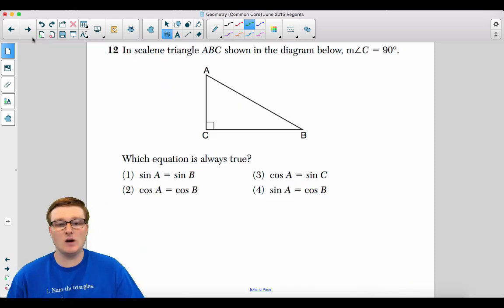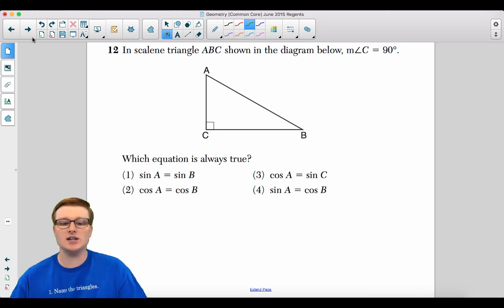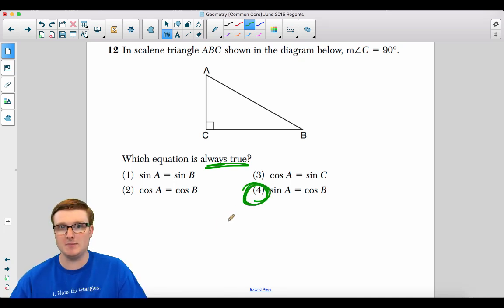And last but not least, number 12. In scaling triangle ABC, shown below, the measure of angle C is 90 degrees. Which equation is always true? Okay, this is a type of question that your geometry teacher should have by now drilled into your brain. And that answer is the sine of A is equal to the cosine of B. And let me show you why.